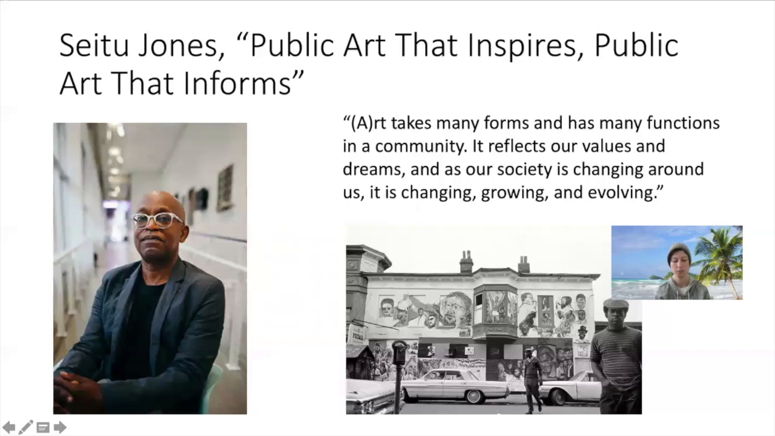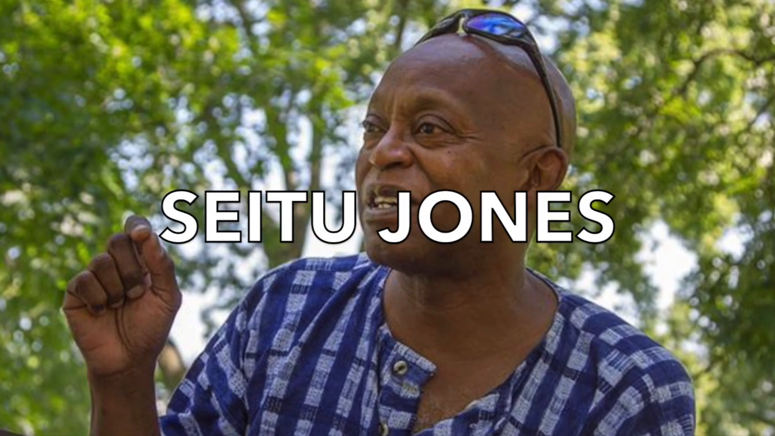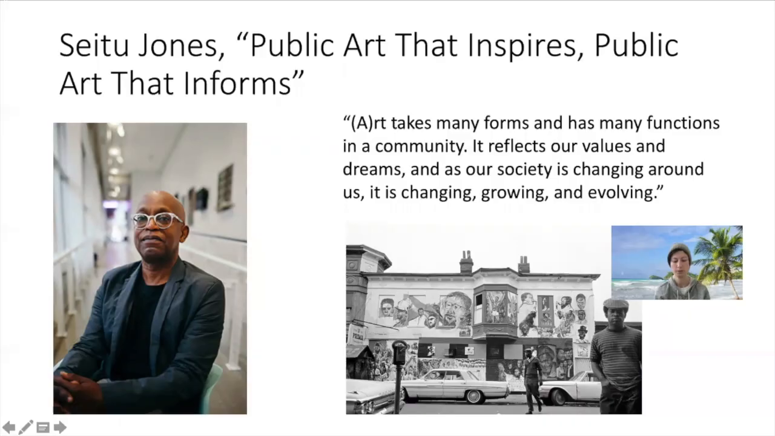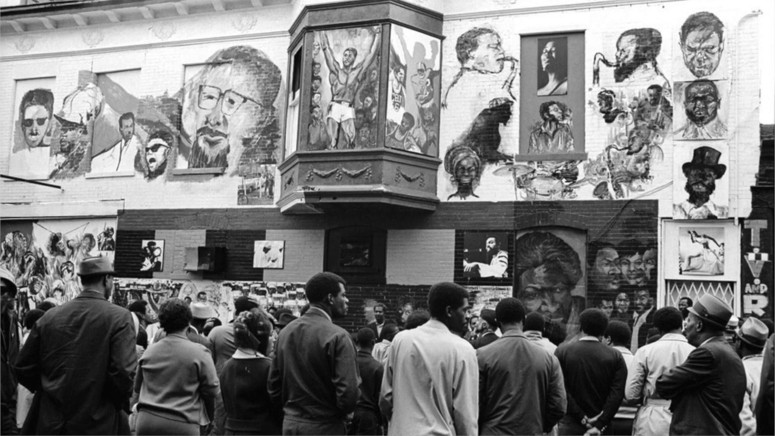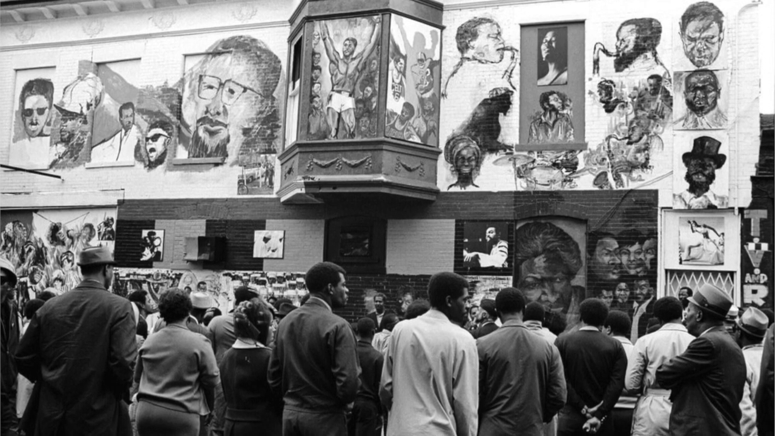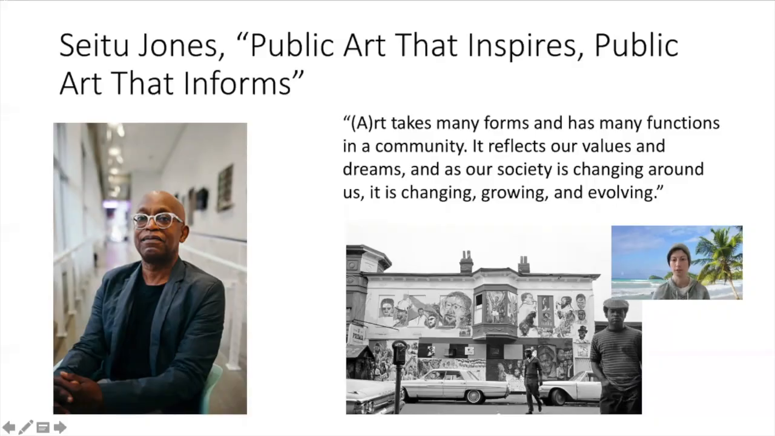We read a chapter by Setu Jones, who is not only a writer, but also a working artist. He wrote a little bit about the Wall of Respect and its impact on him when he saw it. I really liked how he concluded his essay, stating, "Art takes many forms and has many functions in a community. It reflects our values and dreams, and as our society is changing around us, it is changing, growing, and evolving."